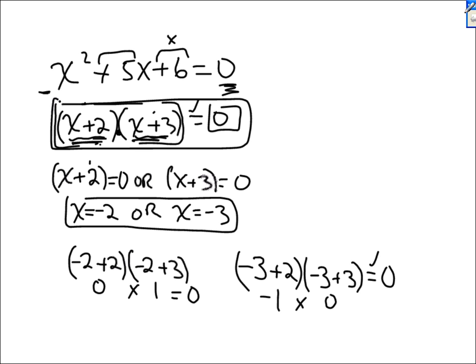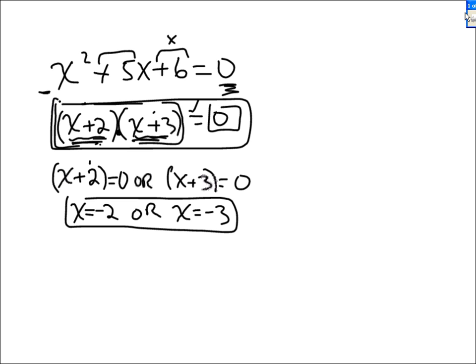It's called a zero product property. If you multiply two things and you get 0, one or both of those things were 0. The two things in our problem were x plus 2 and x plus 3.